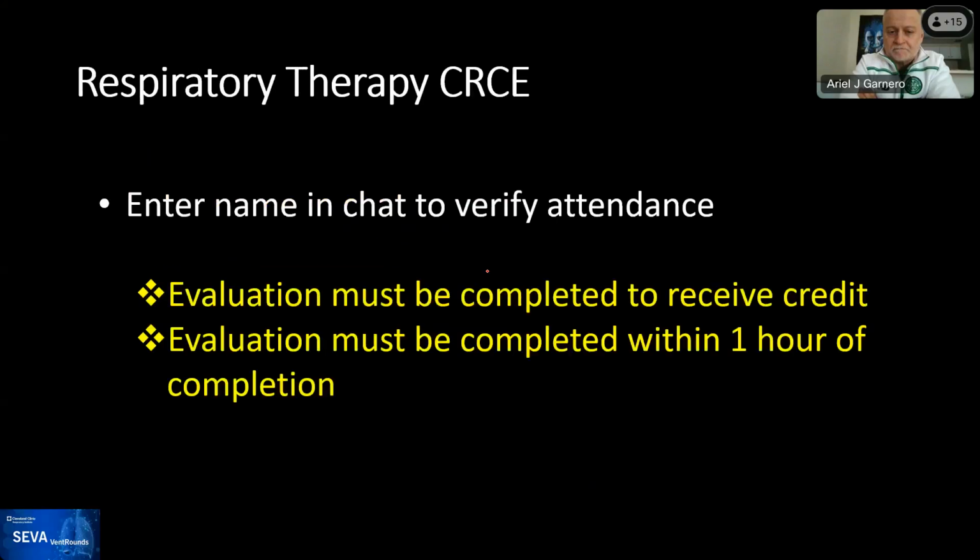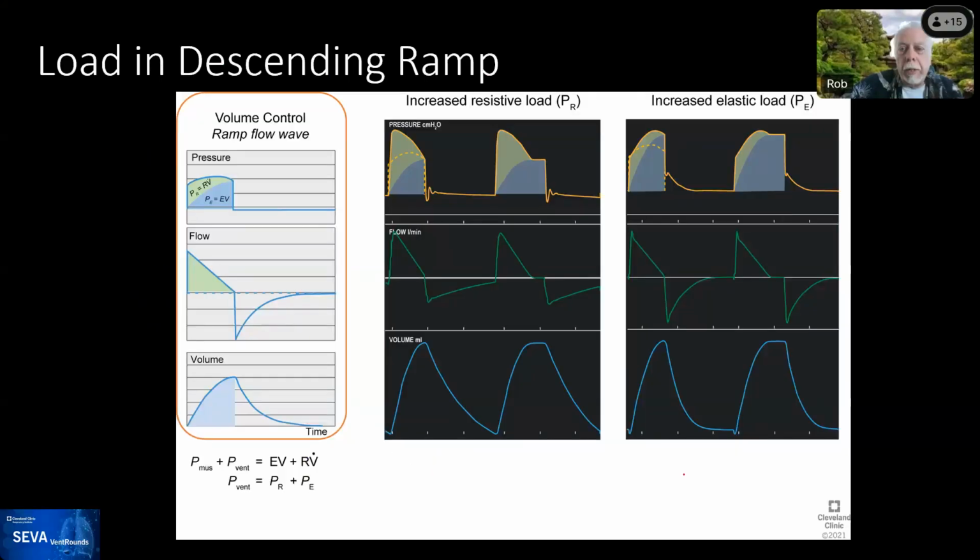That if we go back to the beginning, the idea that a descending ramp will give you a higher mean airway pressure is true. And the reason is, if you will recall, if you have a constant flow, then you're going to get a waveform that looks more like a triangle than a square or a little hump like that.